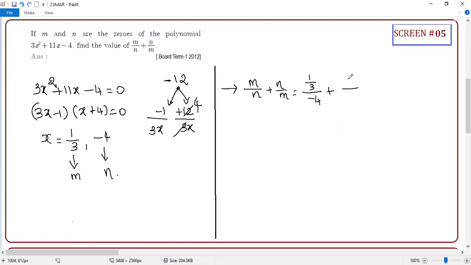Now n by m is what? Minus 4 upon 1 by 3. Very careful, student. This 3 will come, this 3 will go up. Correct or not? Very, very important. Many students are not clear with that. Now what is that? Minus 12. Directly tell me, student. Minus 12. 12 12s are 144. You know how to deal with that. You have 1 here, so you want to multiply by 12, not minus 12.